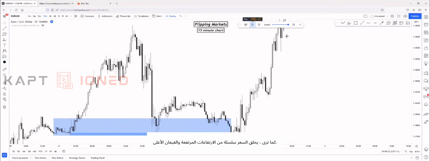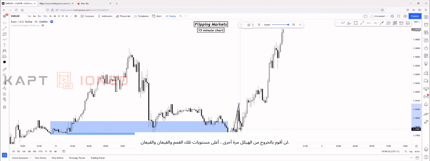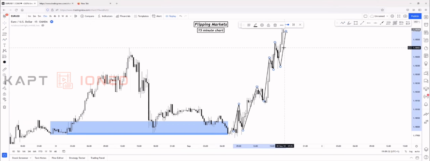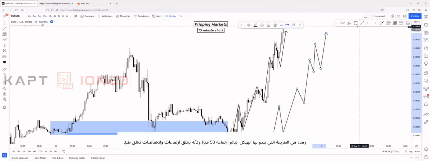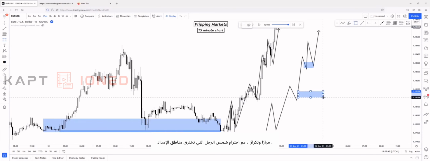As you can see, price is creating a series of higher highs and higher lows. I will just map the structure out again. Highs, lows, highs, lows, highs, lows. And this is how the 50-minute structure looks, creating highs and lows, creating demand zones over and over again, respecting demand zones and breaking through supply zones.